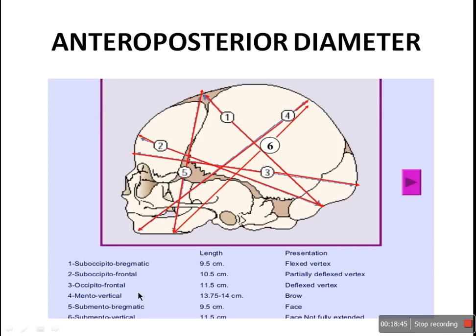Then occipitofrontal. So this is the occipital bone. From the occiput, we are going to the frontal bone. Occipitofrontal, which is 11.5 centimeter.